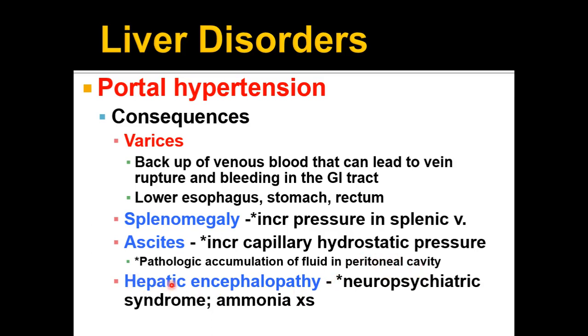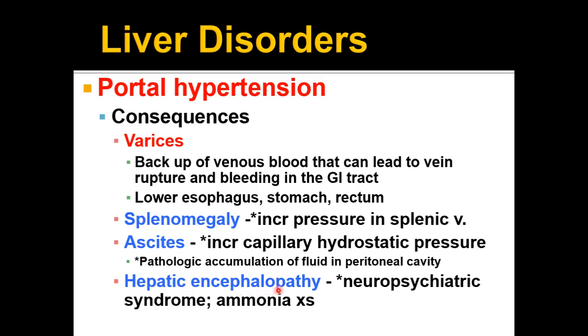And then finally, a pretty major complication from portal hypertension, but also from chronic liver disease, is hepatic encephalopathy. Hepatic meaning liver, and encephalopathy means that there's a pathology in the head. So this is a neuropsychiatric syndrome caused by a problematic liver.